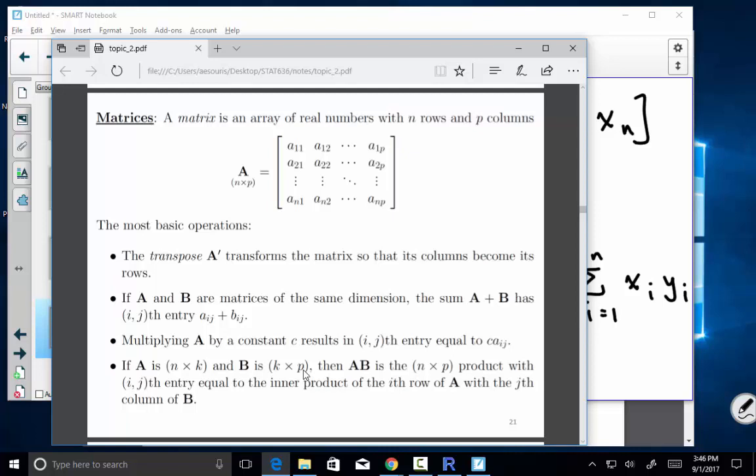They're not necessarily the same exact dimension. The key is that what's on the left side of the multiplication has the same number of columns as the number of rows for what's on the right. Matrix multiplication we'll see throughout the class.